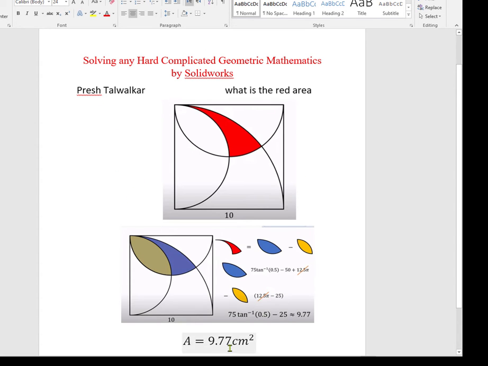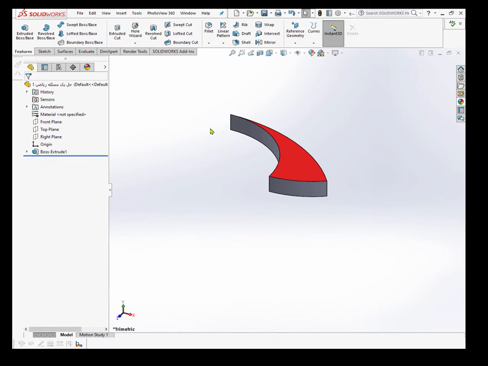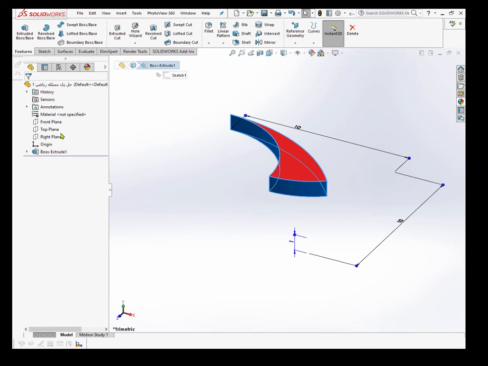Mr. Presh Talwalkar has solved this problem and found the area to be 9.77 centimeter square. We shape that area, extruded to a height of 1 centimeter. So if you find this volume, then it will be easy to find the red area. So I'm going to show you how to extrude it.